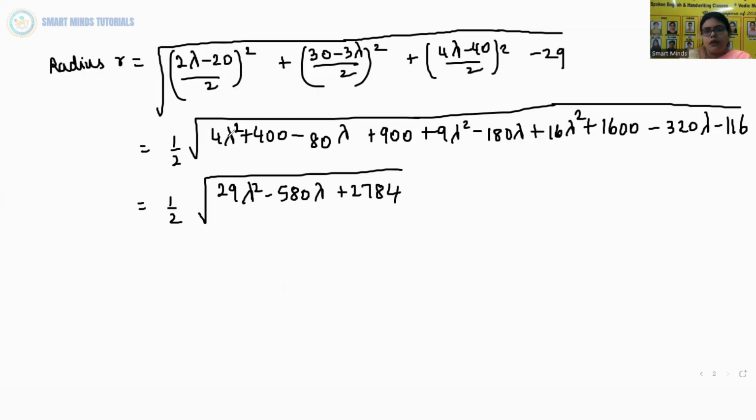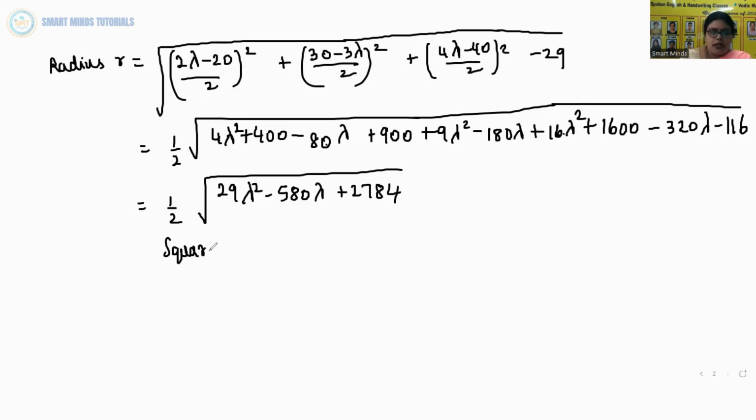So we need to add 4 lambda square, 9 lambda square, 16 lambda square. So you get 29 lambda square. Then we need to solve minus 80 lambda, minus 180 lambda, minus 320 lambda. So all are negative, we add and keep the minus sign. So we get minus 580 lambda. And then the constants we need to simplify. So we get 2784.